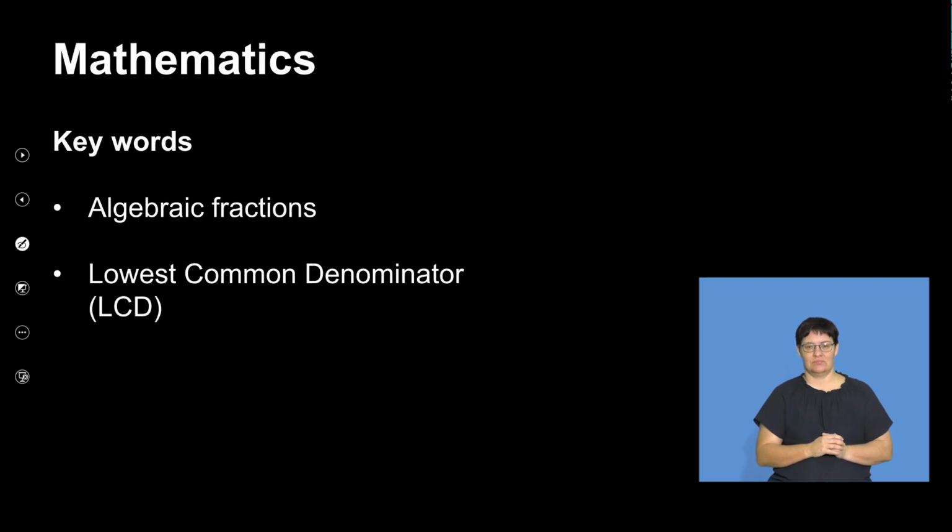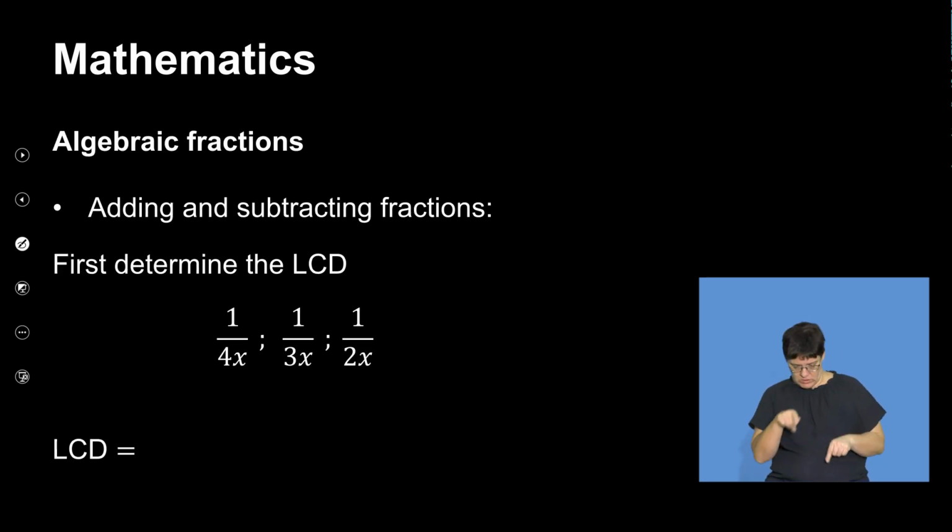So the keywords here will be an algebraic fraction. And with algebraic fraction is what we call the LCD, which is lowest common denominator, right? If I have a few denominators, I must always have which one is the lowest, and that's what I will be using. So when you're adding and subtracting fractions, the first thing to do is to determine the LCD, right?